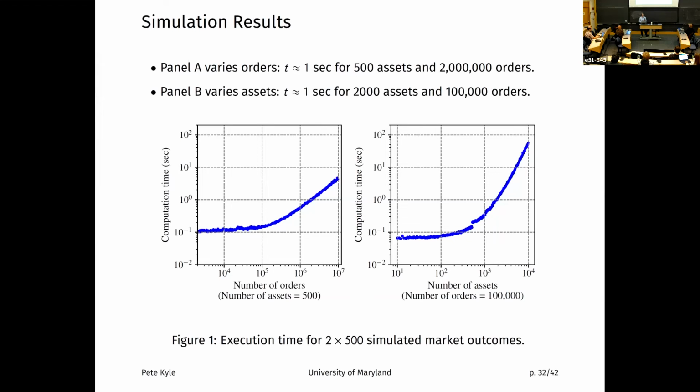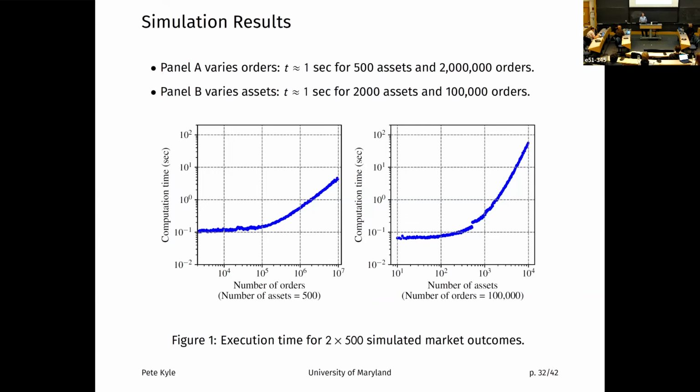What the first picture shows is what happens when you have 500 assets, but you allow the number of orders to vary all over the place. And what you can see is that up until about 100,000 orders, it's taking on the order of approximately 1/10 of a second to solve the problem. So we're well under our second. But you can go all the way up to over 1 million orders, even up to almost 2 million before you hit the 1 second mark. So you can solve big problems fairly quickly.